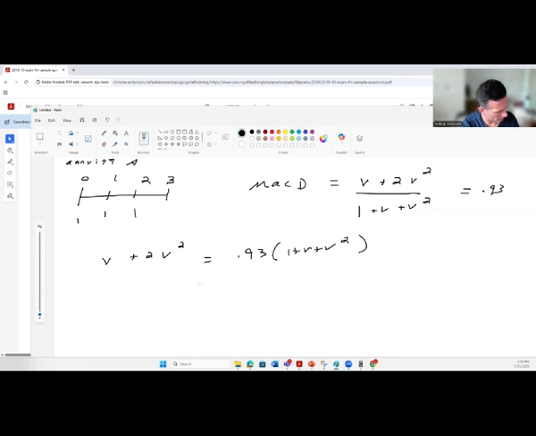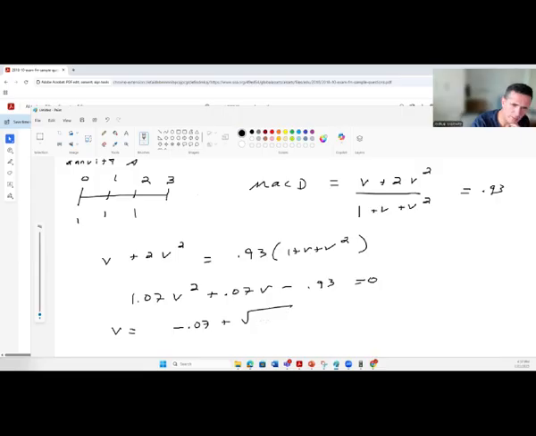Simplify, and what will you get? I'll do the quadratic formula in a second. Another lovely quadratic formula problem. So this gives me 1.07 v squared plus 0.07v minus 0.93 equals 0. As usual, we exclude the negative root because that'll give me a negative answer.